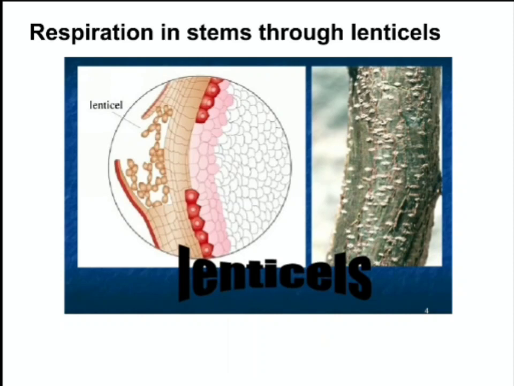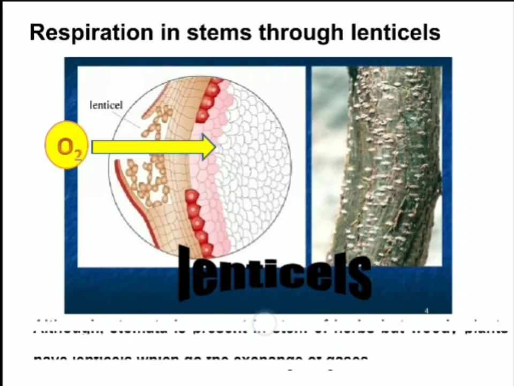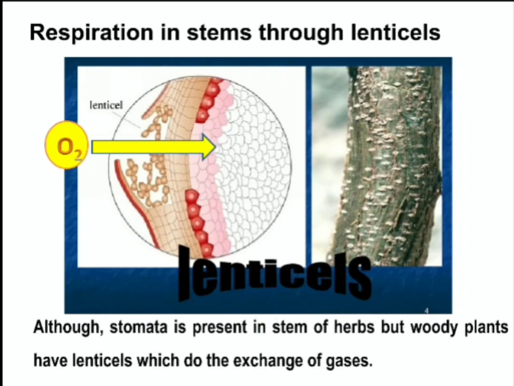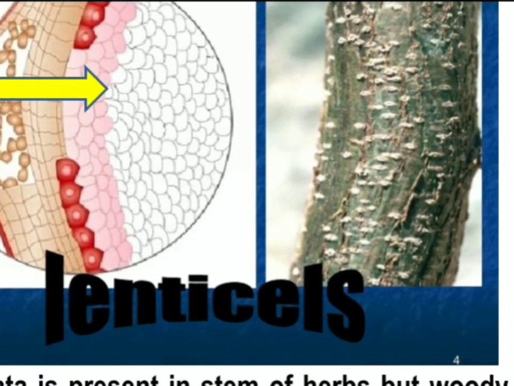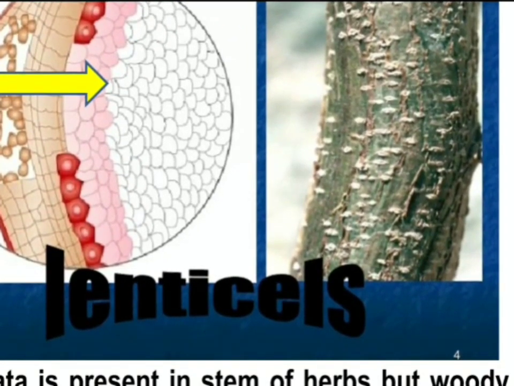You know very well, the stem also has stomata openings, but in woody plants, as I have told you, there are some openings present on the stem part. These openings are basically known as lenticels. So this is a lenticel.